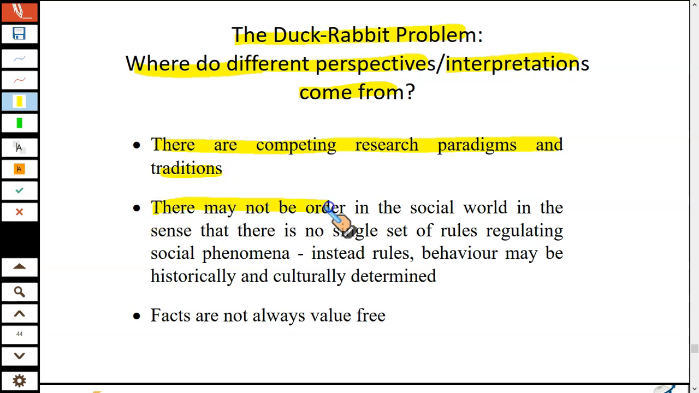There may not be order in the social world in the sense that there is no single set of rules regulating social phenomena. Instead, rules and behaviors may be historically and culturally determined. Now, what does this statement mean? It means the social world we live in might not follow a neat set of rules. Instead, our behaviors and norms can vary greatly depending upon our historical and cultural context.